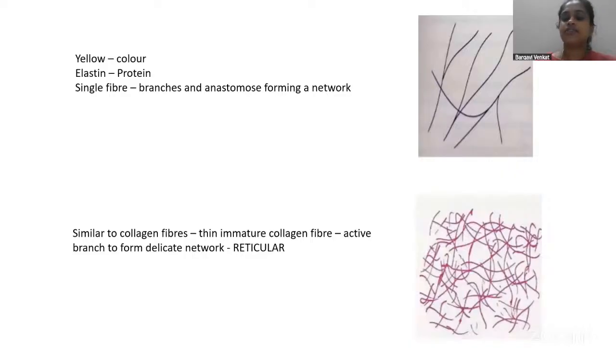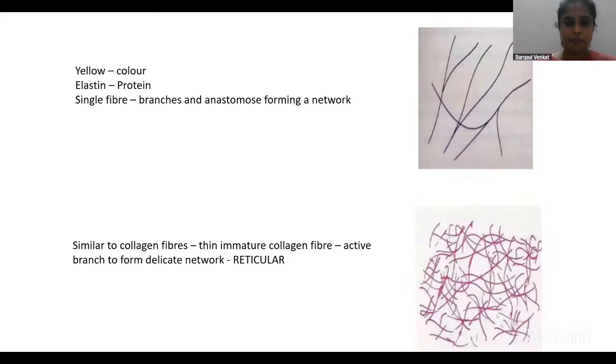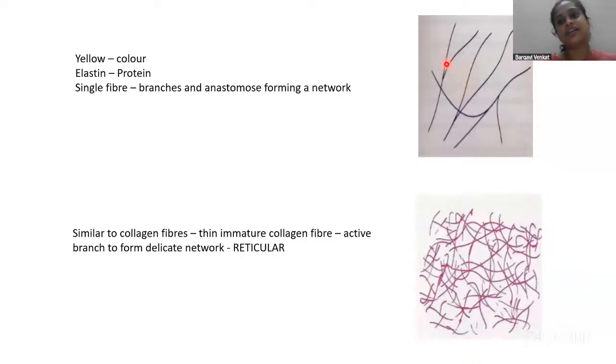Next is your elastin fibers. Okay, these are your elastin fibers. So elastin fibers are basically yellow in color, and the protein they have in here is elastin, whereas in collagen fibers the protein is collagen, from the name. And here it is elastin. And they present as single fibers.